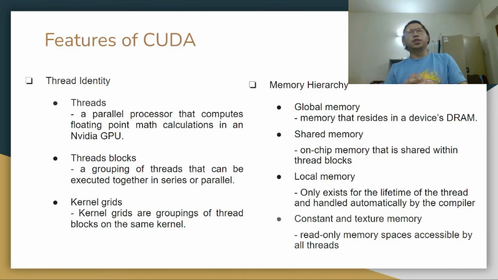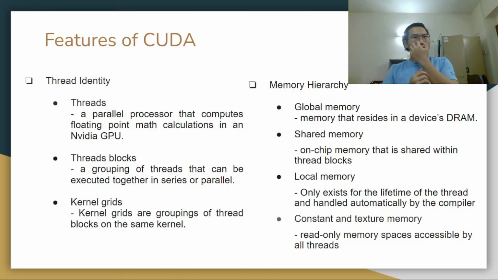For the features of CUDA, there is thread identity. A thread is actually a parallel processor that computes floating point math calculations in an NVIDIA GPU, and thread blocks are a group of threads that can be executed together in series or parallel, and the kernel grids are a group of thread blocks on the same kernel.